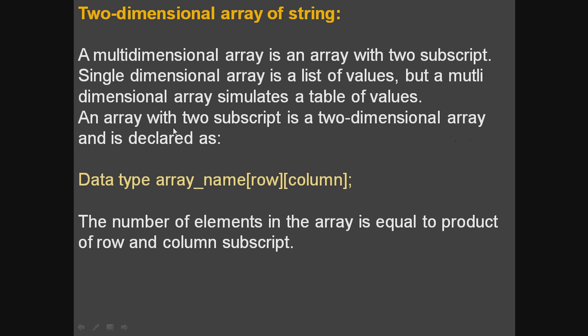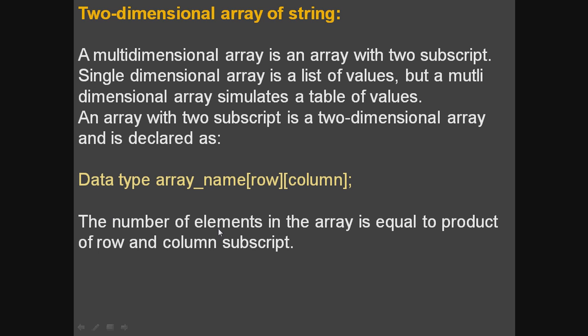It is declared with the data type of the array, then the array name, and then the two subscripts. The first one represents the row, horizontal, and the second one represents the column, vertical. Since the two-dimensional array represents a table of values, you can have a table structure, a two-dimensional data format, where the values are arranged in the form of rows and columns.